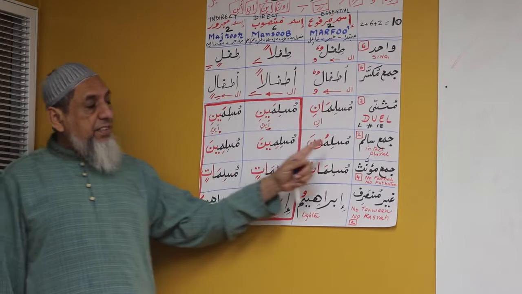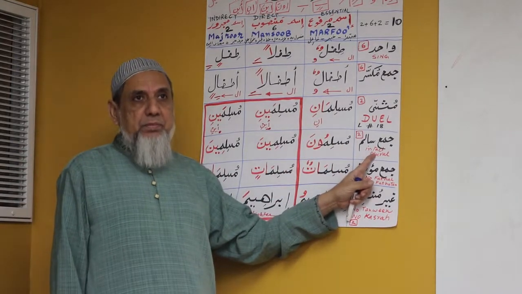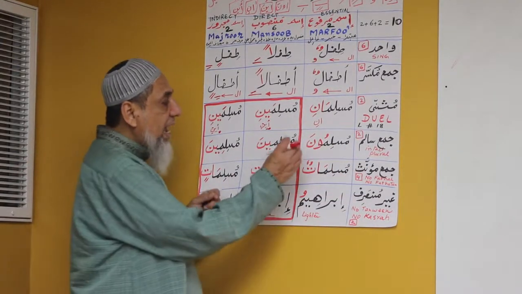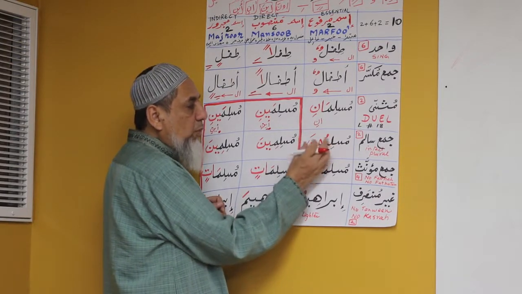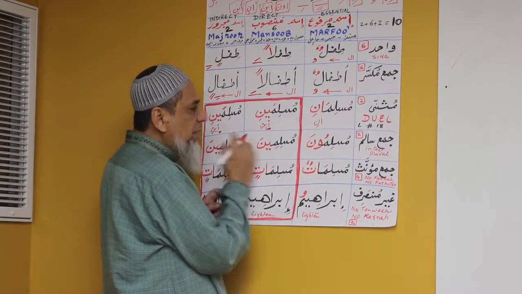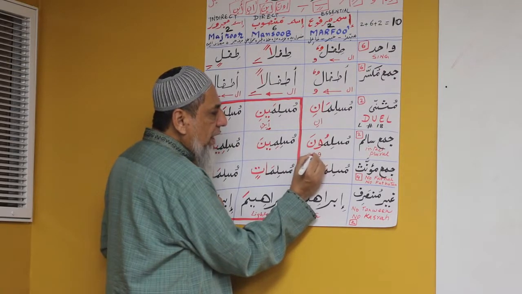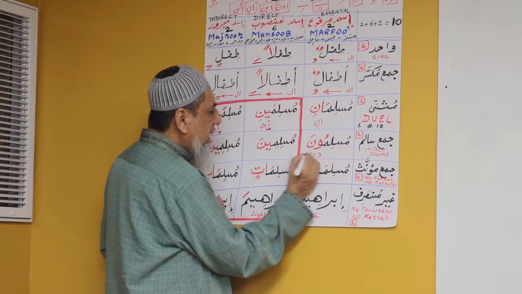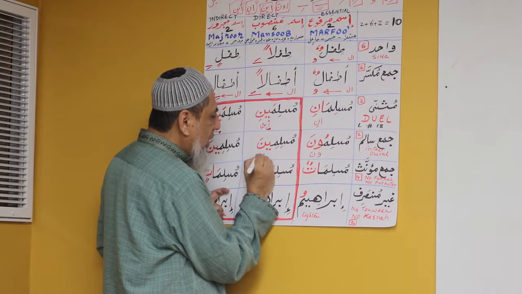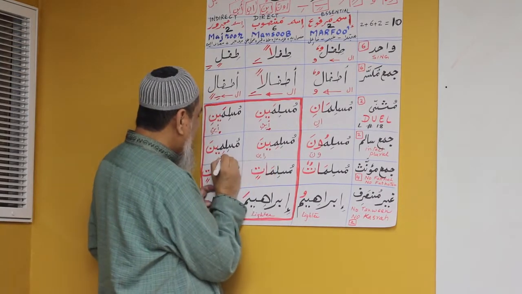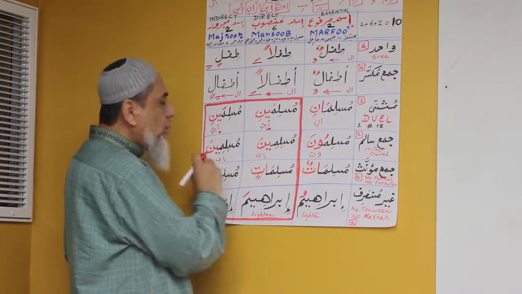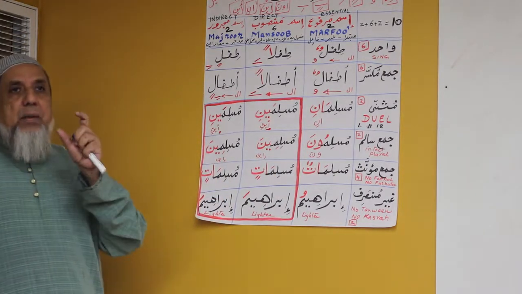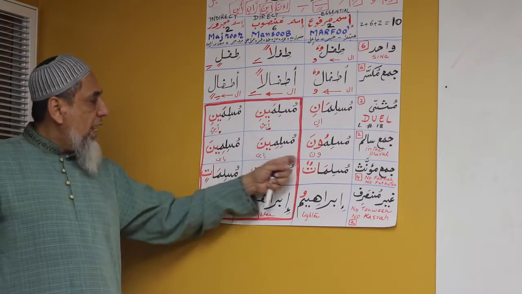Now, if it is an intact plural, look at the last part of the noun: muslimuna, muslimina, muslimin. So here una, ina. This one is called Arab. The last part, una, ina.